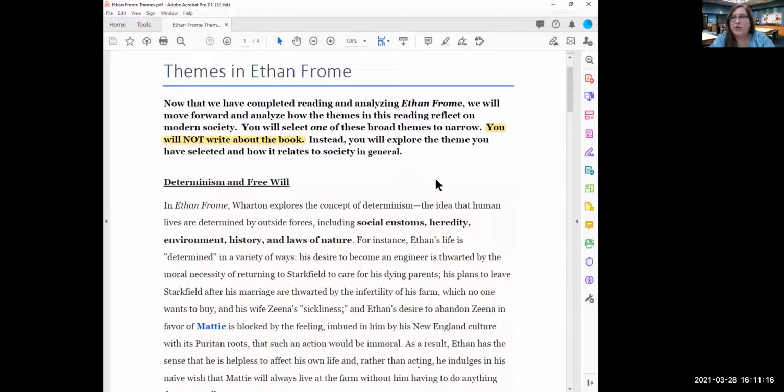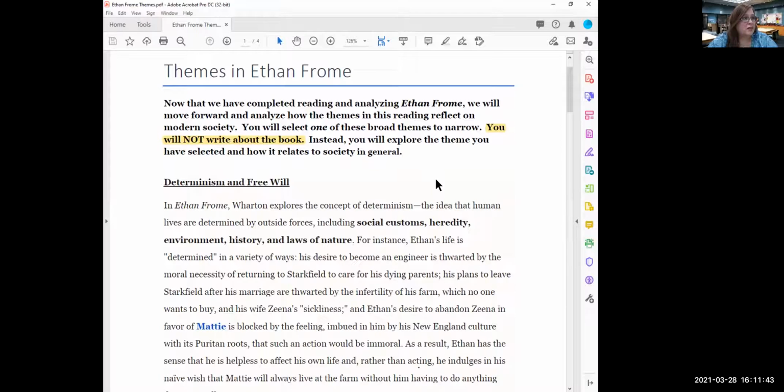So let me be very clear. These are not your topics. These are your themes. And then you have to narrow them into topics. And there's a lot of work involved. So please set aside that time for yourself so you can do it right. I do not want an essay on determinism and free will. I want an essay on a subject related to that.